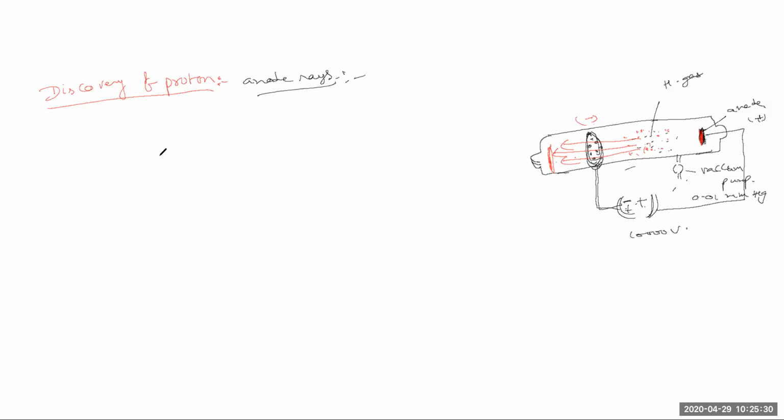So I'm writing, note it down. Protons, anode rays means it's a proton only. The protons were discovered by Goldstein.